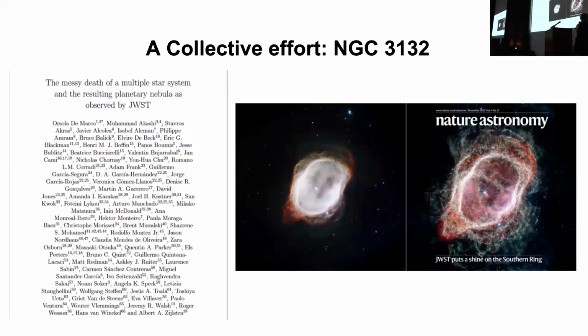Just quickly, to show you, this is NGC 3132, one of the first planetary nebulae observed by the James Webb, one of the first images of JWST. And this is a contribution of at least half of the PN community, who contributed in their own field in analyzing these objects.